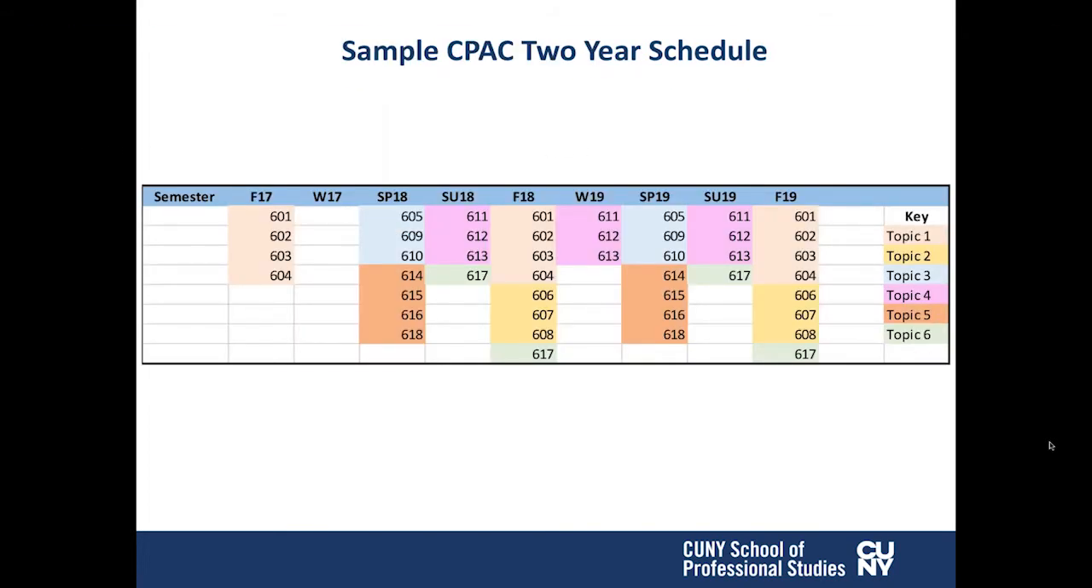On this slide, you will see a sample 2-year course schedule for the CPAC program. This sample schedule can assist students in planning their time in the CPAC program. At a minimum, students should expect to spend 2 years to complete this program. You'll note each topic area is color-coded. It is not recommended that students enroll in more than one topic area per semester.